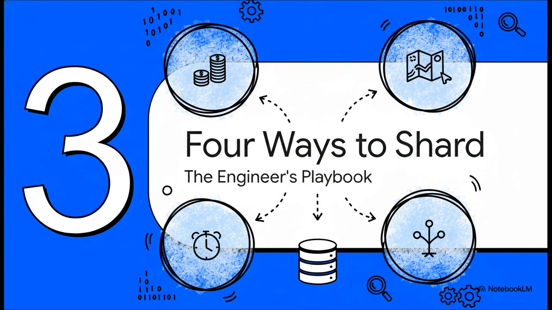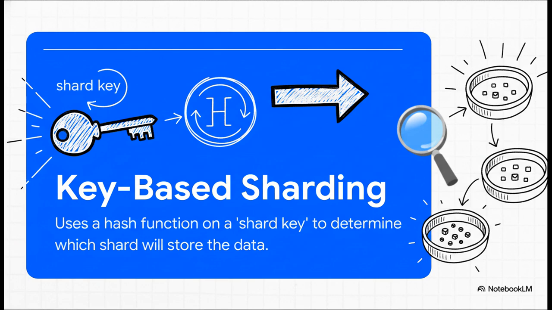Welcome to the Engineer's Playbook. We're going to walk through the 4 primary strategies for sharding a database. First up, we've got key-based sharding, which you'll also hear called hash-based sharding. The idea here is pretty clever. You pick a piece of data that should be well distributed, like a user ID, that's your shard key. Then you feed that key into a consistent math formula called a hash function. The result of that formula tells you exactly which shard that user's data belongs on.